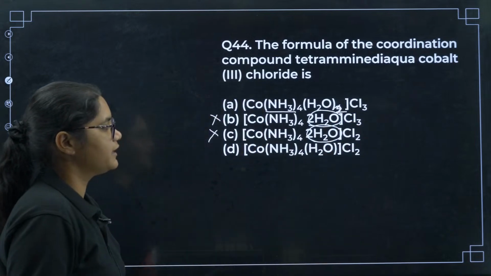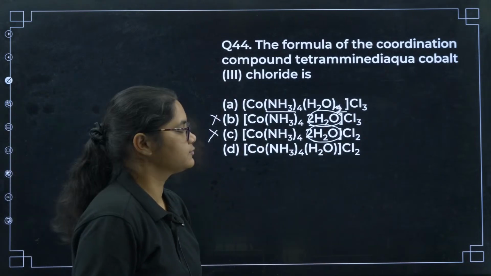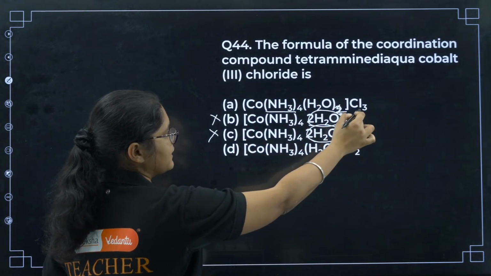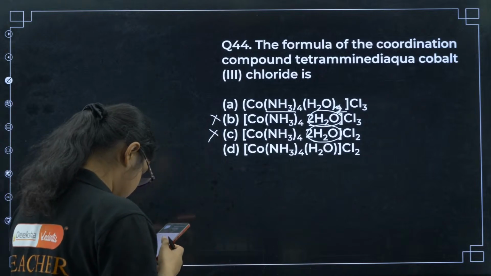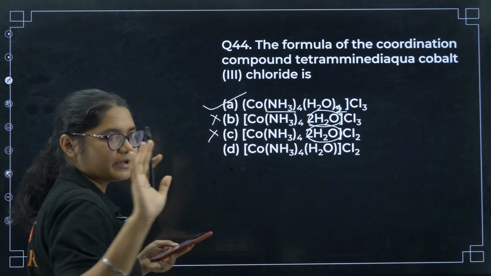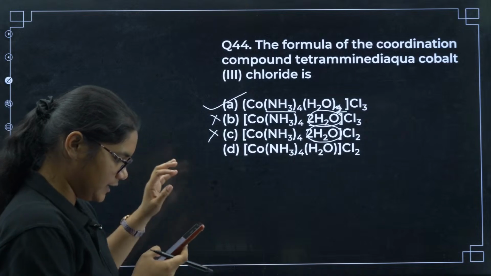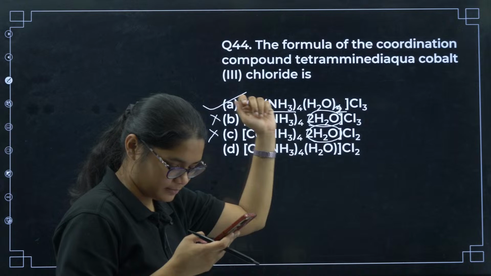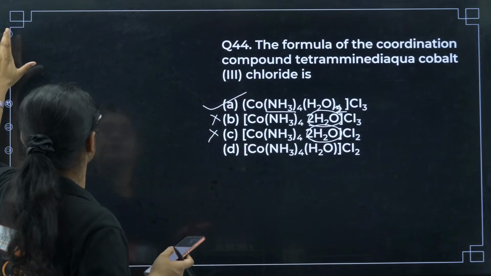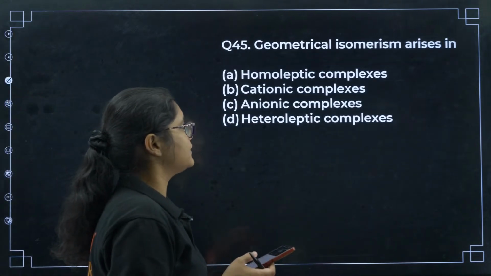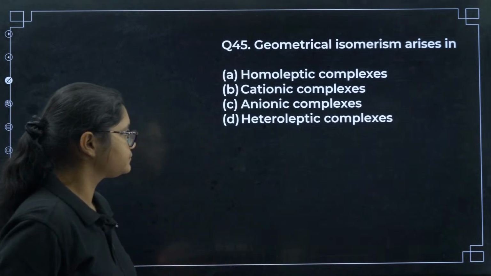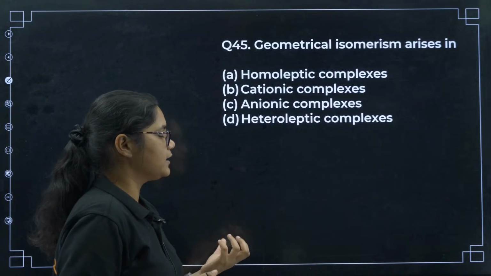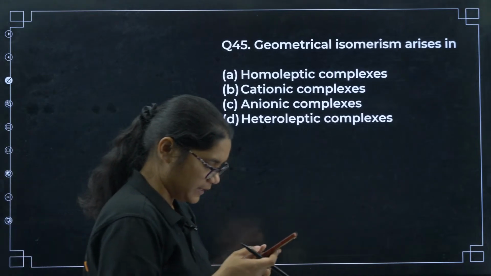So yes, definitely the option number has to be the first one, diaqua, and you can see cobalt +3 will come. It will cross multiply this side and we will get COCl3. Yes. Yes students, question is error here. Question is error, I agree. Okay, but option has to be A. Okay, by chloride if I say, it has to be option number A. Okay, so really sorry. Next question, geometrical isomerism arises in homoleptic complexes, cationic complexes, anionic complexes, or heteroleptic complexes.